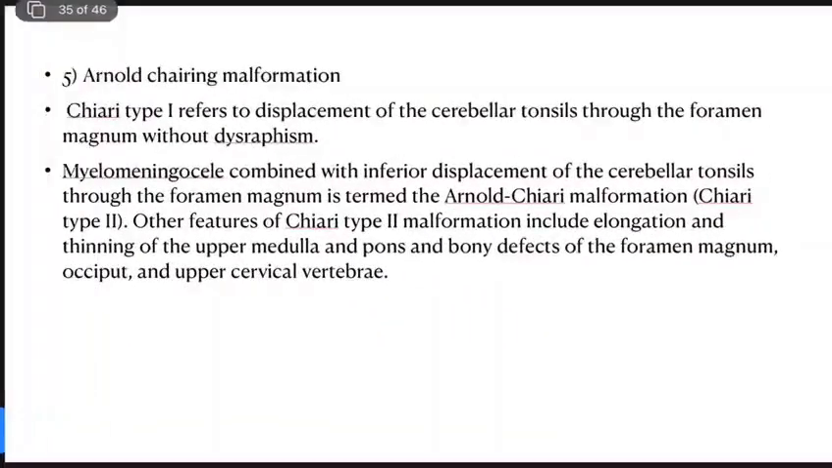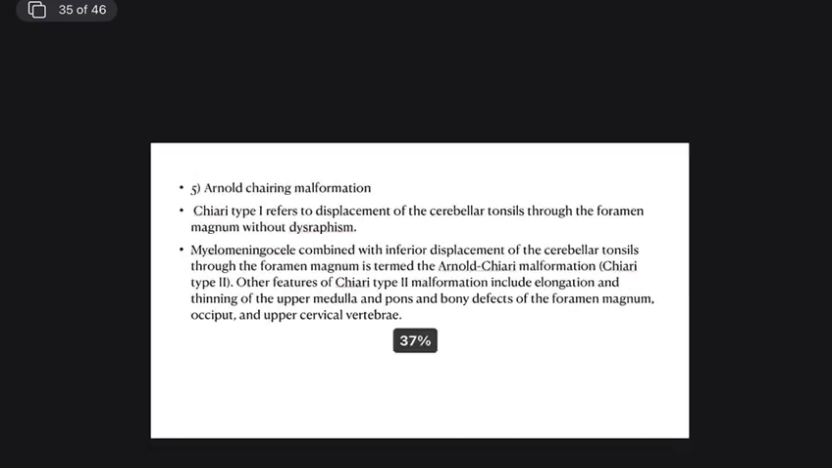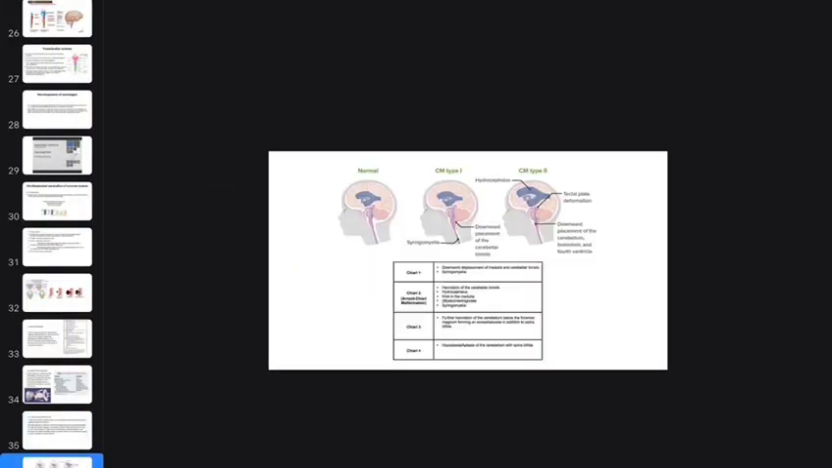And next, coming to the Arnold Chiari malformations. Chiari type 1 refers to the displacement of the cerebellar tonsils to the foramen magnum without dysraphism. And meningomyelocele combined with inferior displacement of the cerebellar tonsils through the foramen magnum is known as Arnold Chiari malformation type 2. The other features of the type 2 malformation include elongation and thinning of the upper medulla, pons, and bony defects of the foramen magnum, occiput, and the upper cervical vertebra.